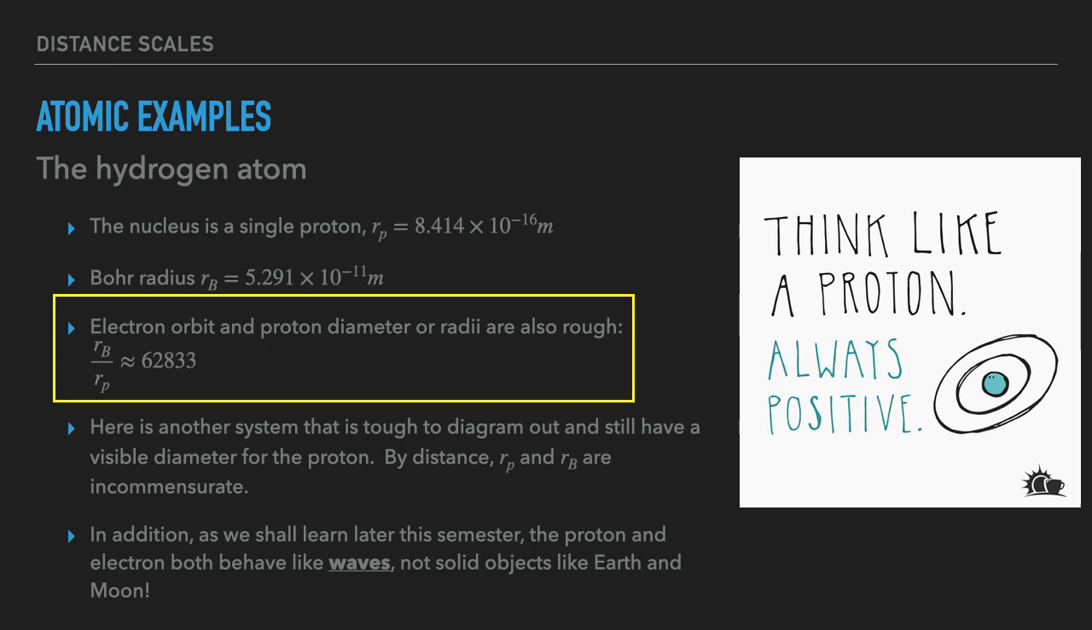But it turns out the wave nature of the electron and the proton make things a little bit more complicated than that simple planetary model. And we still use it and we still diagram it, but it's pretty complicated. I'm going to teach you a little bit about quantum theory toward the end of the semester, so it's going to be pretty good. So that's all I wanted to say for today about distance scales.